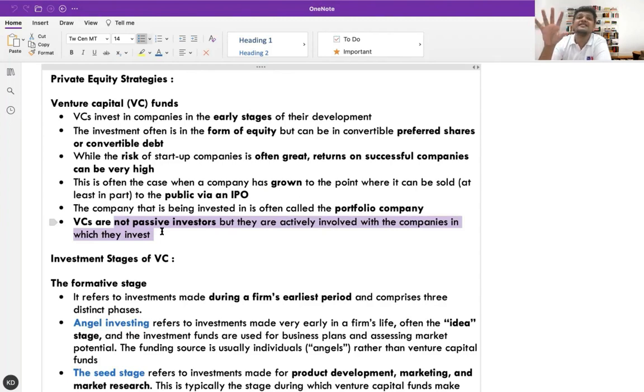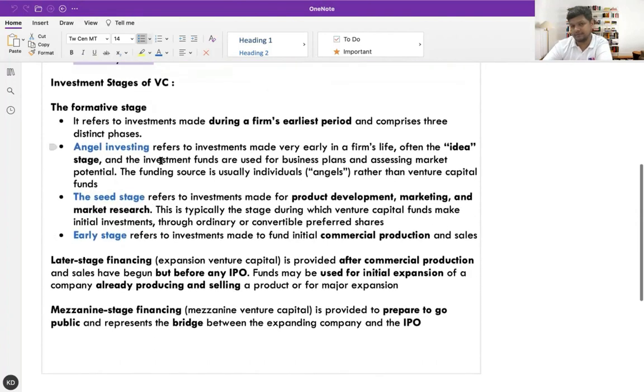Right? Now, the important thing about VCs is the stages where they invest. Most of the VCs invest at the very initial stage, which is called the formative stage. Formative stage refers to a stage when there is just an idea probably. Now, within the formative stage, there are various stages itself. Now, those types of investors which invest in the portfolio company when there is just an idea, they're taking a very big risk, right? Those types of investors are called angel investors.